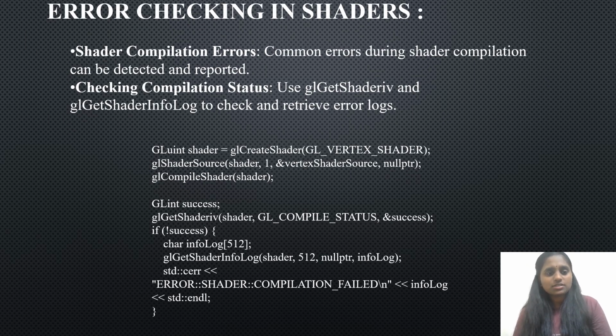Error checking in shaders. Shader compilation errors. These are common errors during shader compilation that can be detected and reported. Checking compilation status. Use glGetShaderiv and glGetShaderInfoLog to check and retrieve error logs. Firstly, we have to create a shader, and secondly, we have to set the source of the shader, and we will compile the shader. If it is giving any error, it will be detected by glGetShaderiv, and it will display the error: shader compilation failed.